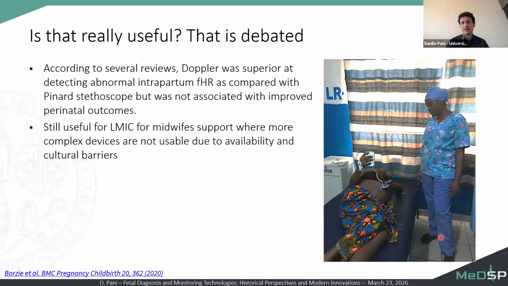This device was demonstrated to be not so useful in terms of perinatal outcomes in high-medium income countries, whereas it's still useful for low-medium income countries for midwives support, as in those places it's more complicated to have accessibility to better devices, more expensive and more complicated, like the ones that are used in high-medium income countries.